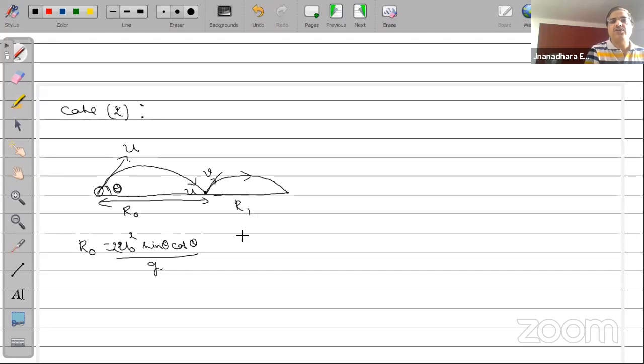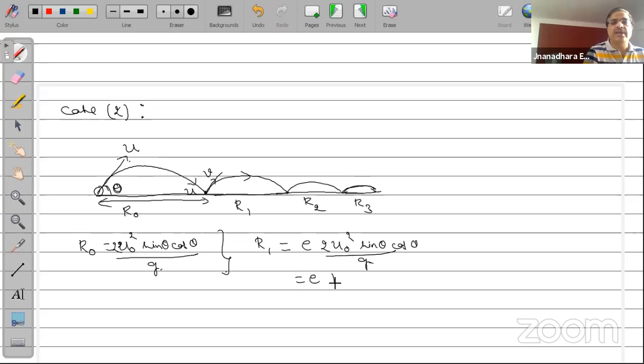So now the range is going to be lesser. Because it is losing some amount of energy, every time it comes up here, it should occupy lesser and lesser space after that. So the range will become lesser and lesser. Now it can be shown that R1 will be equal to E times 2 U0 square sine theta cos theta by G, which is essentially equal to E times R0.